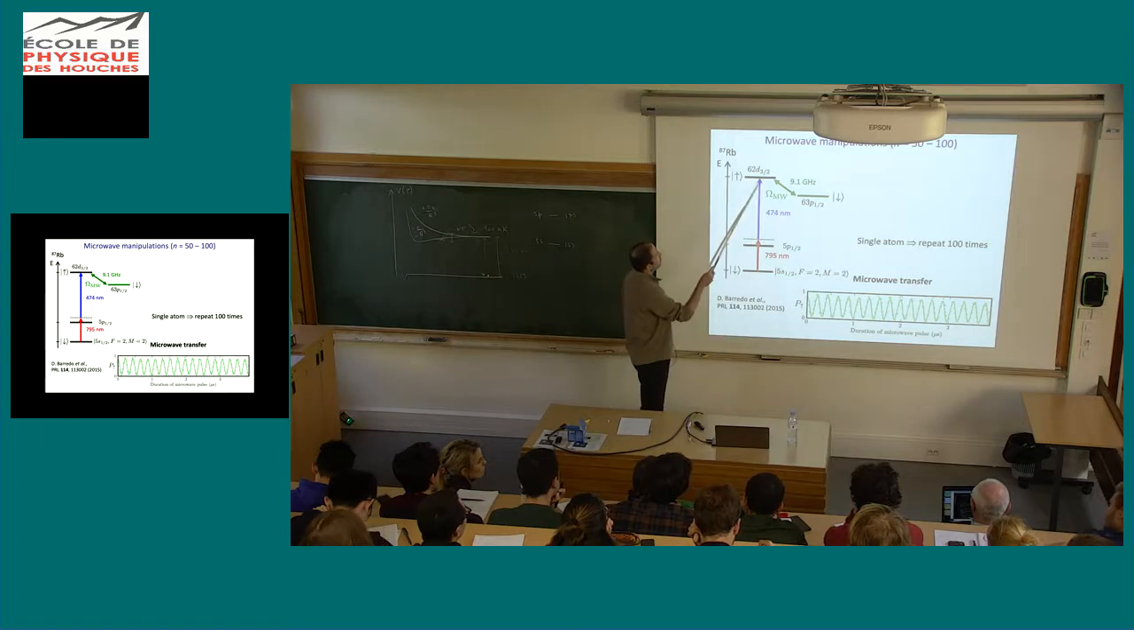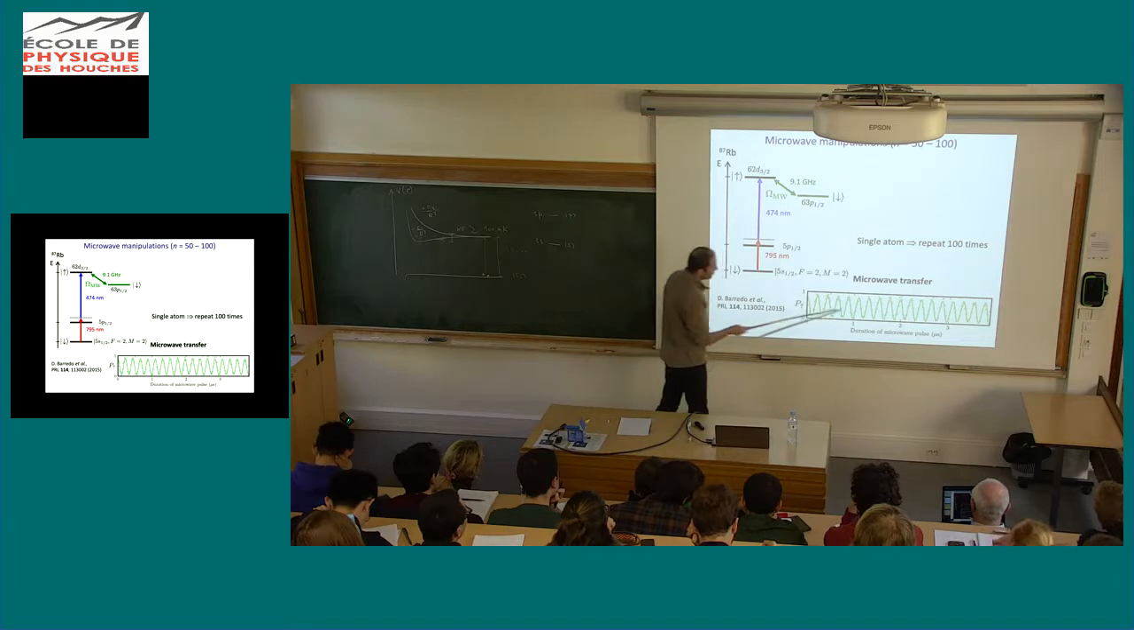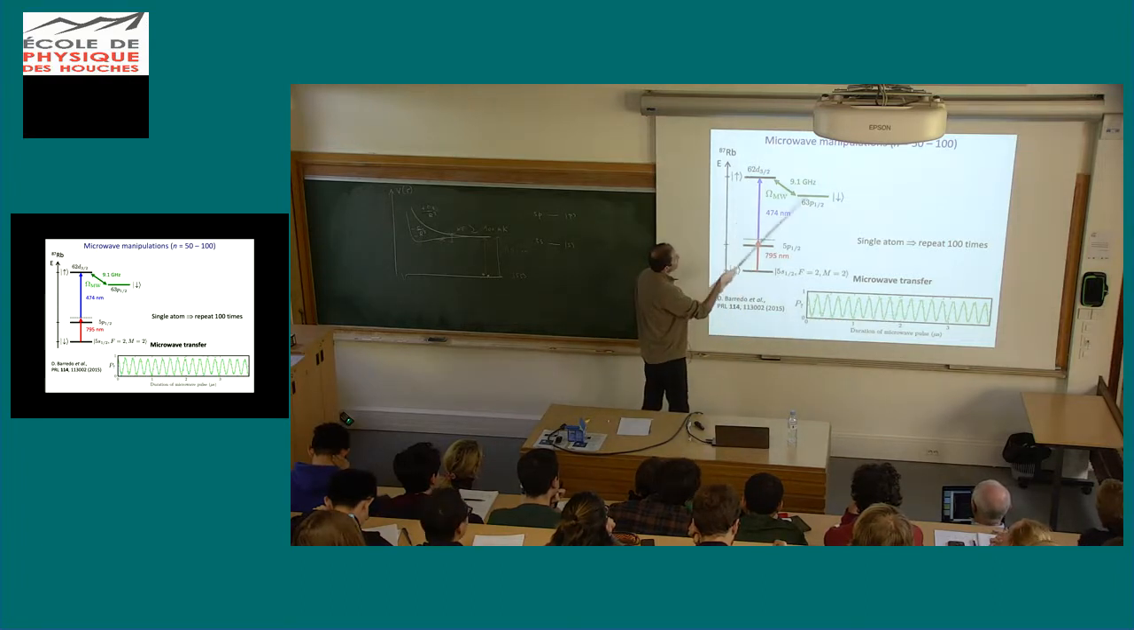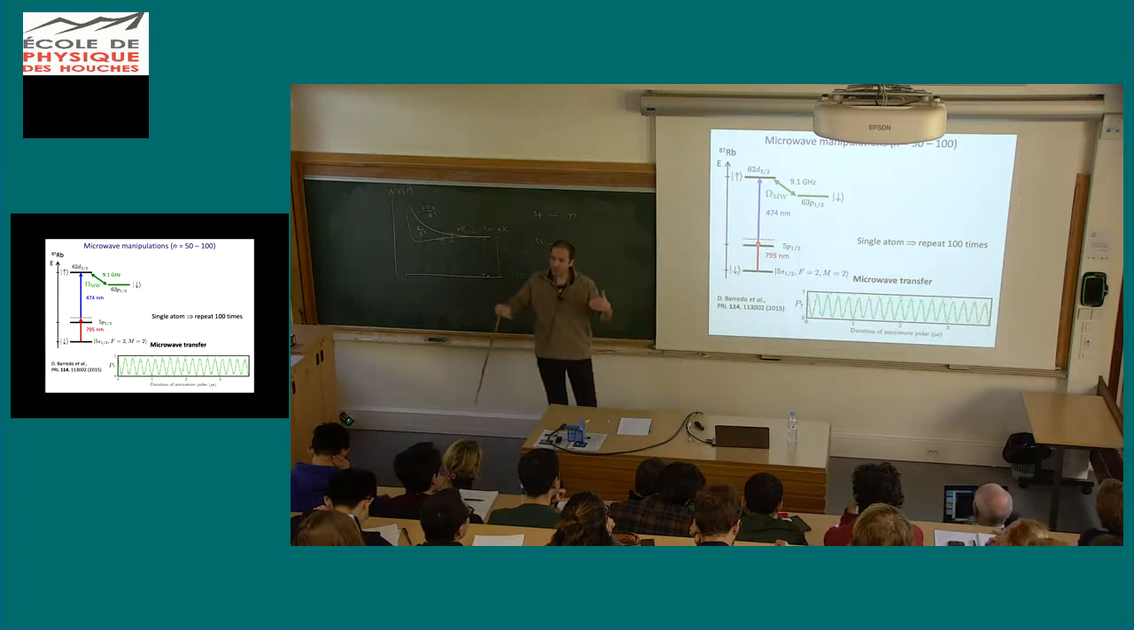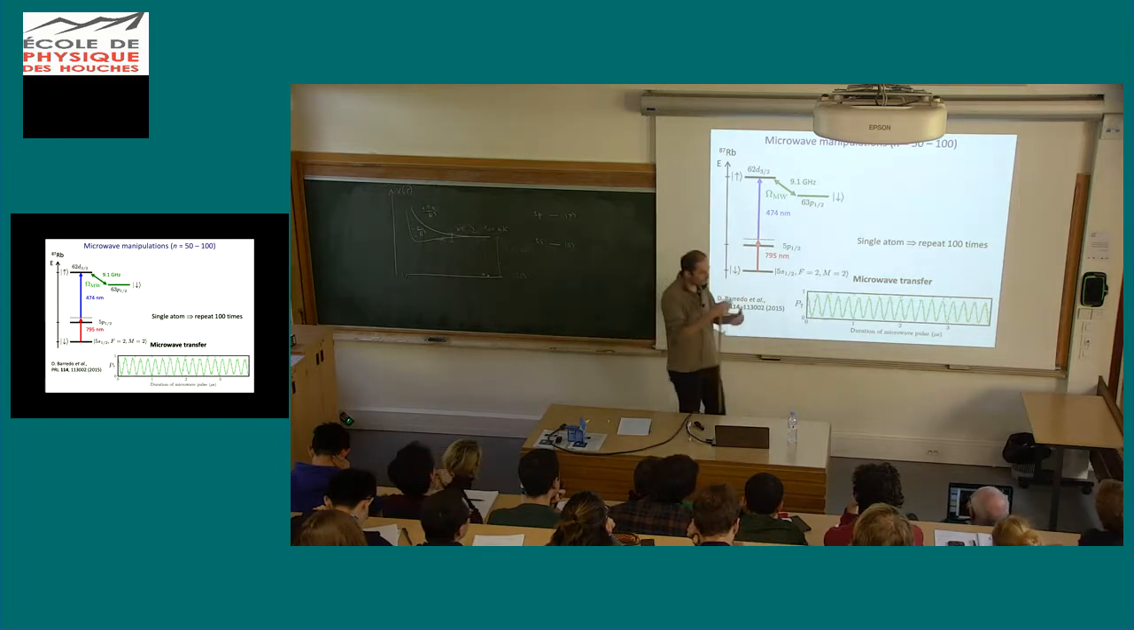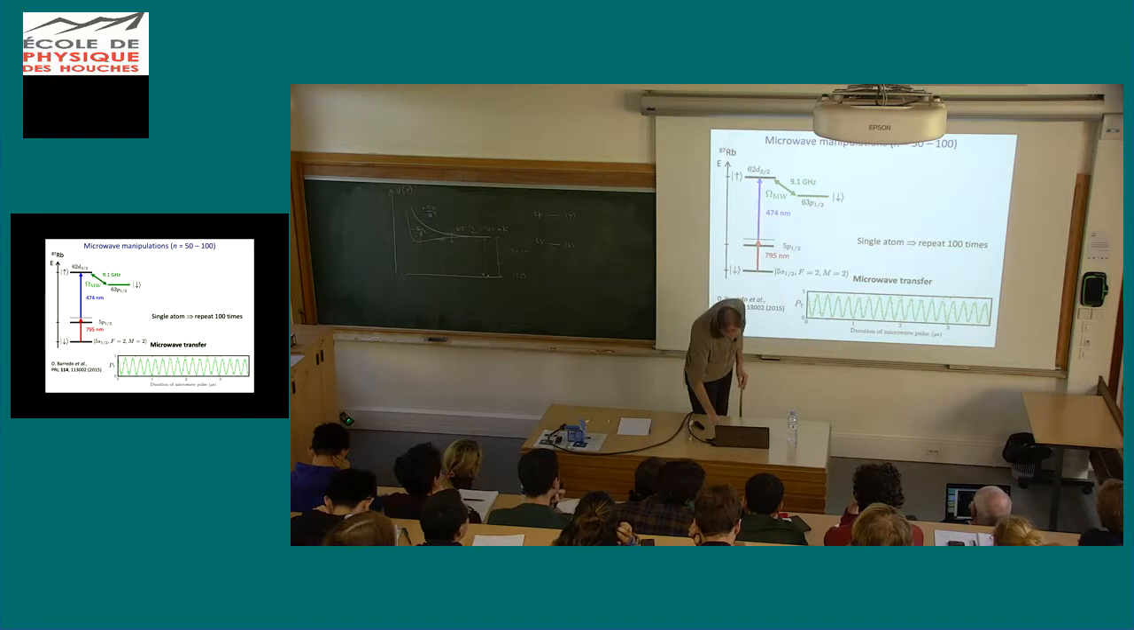So you can also prepare an atom in these states and perform a Rabi oscillation on this transition. So this is an example of a Rabi oscillation driven by the microwave from this state to this state. Okay, so you've got two ways, either using lasers or microwaves, to manipulate these Rydberg atoms.